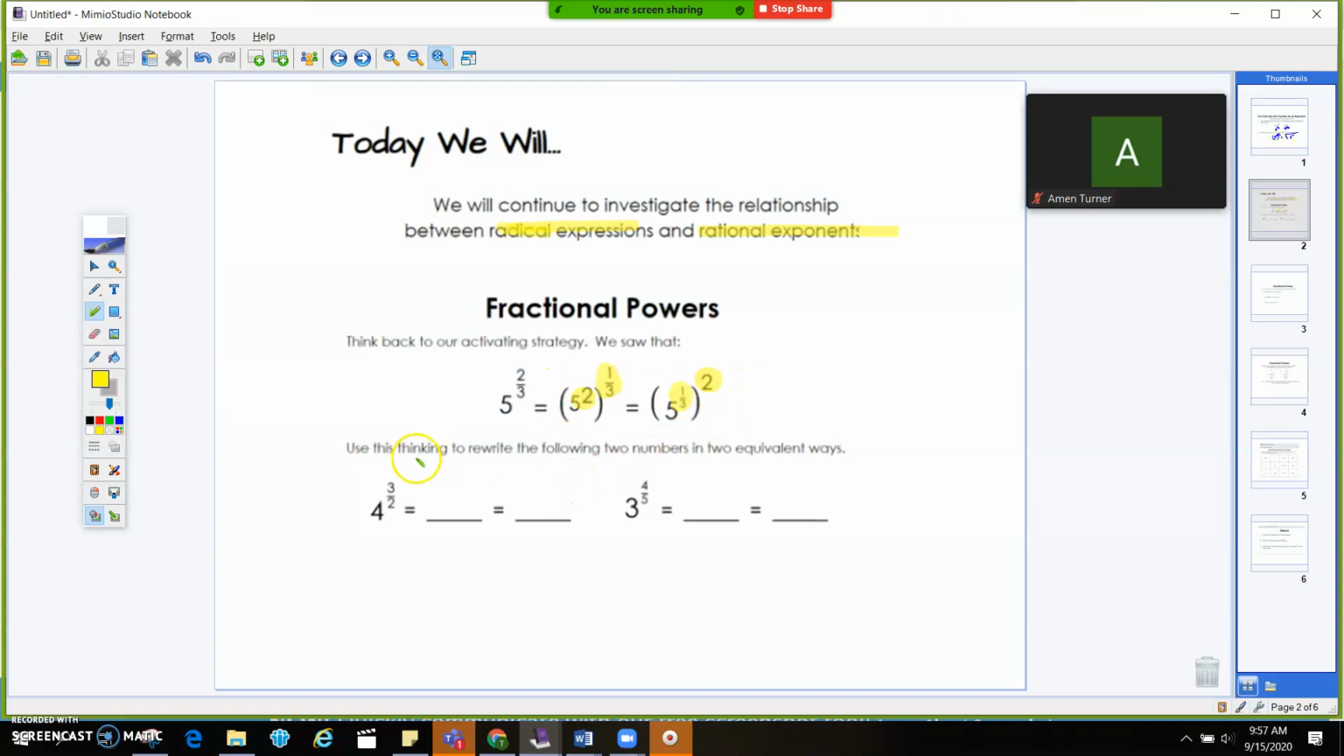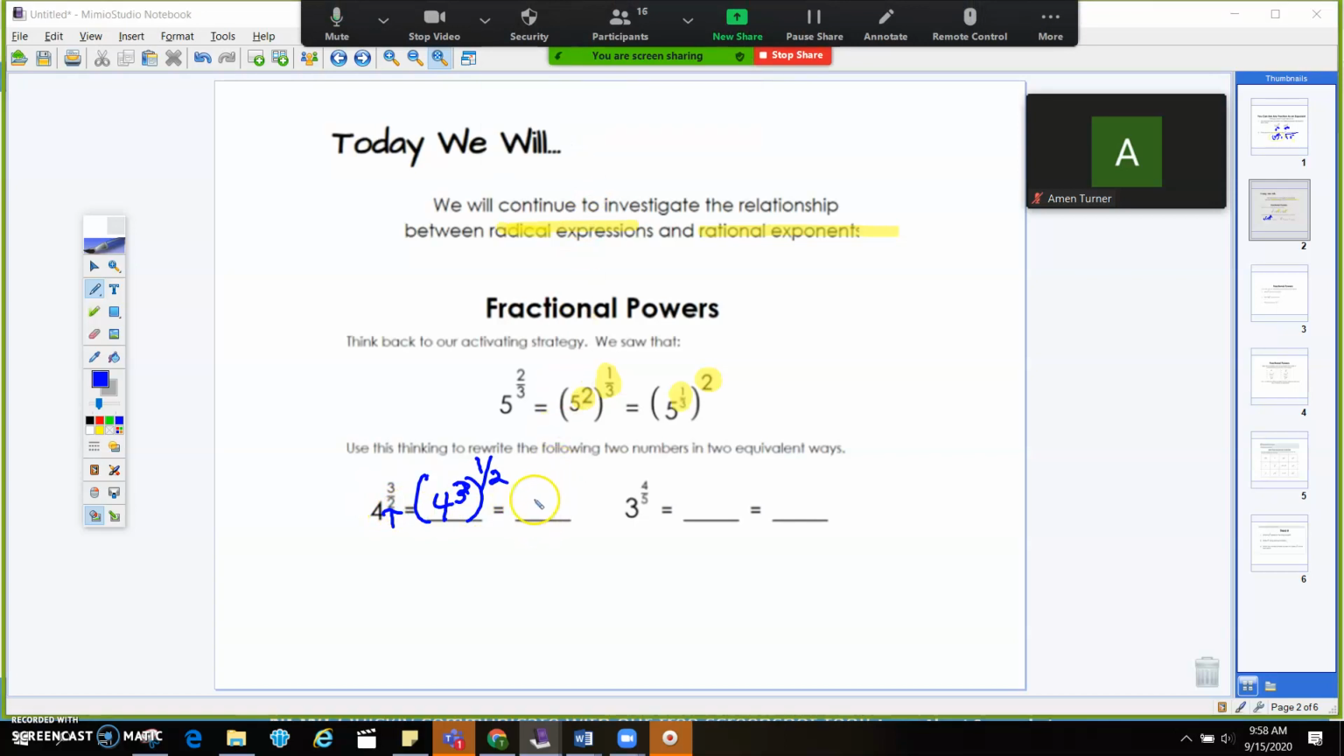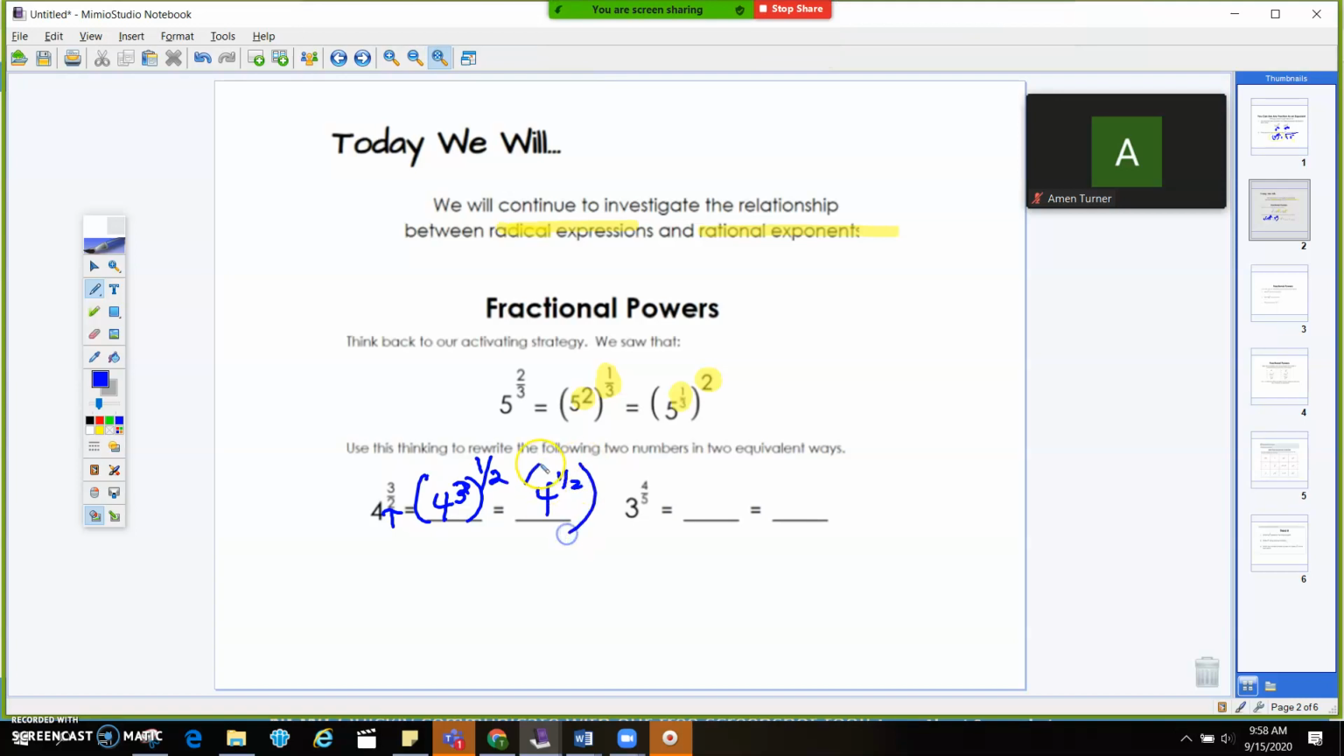Okay? Use this thinking to rewrite the following 2 numbers in equivalent ways. So I'm going to do this first one for you. So we can do 4 to the 3rd power, and raise that to the 1/2 power, because that 1/2 is coming from that number that's on the bottom, right? Or we can say 4 raised to the 1/2 power, and we can raise it to the 3rd power. Okay, those are the same thing.